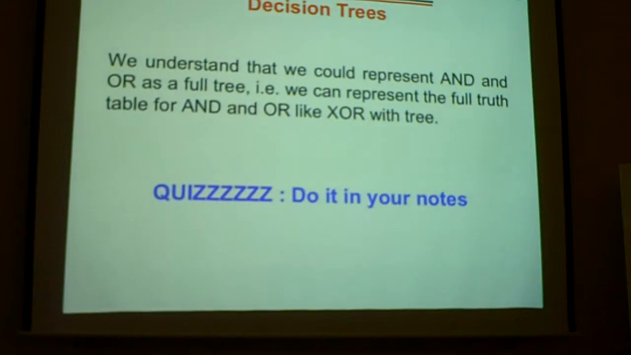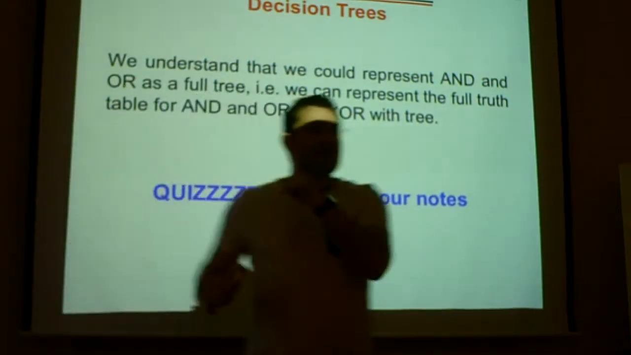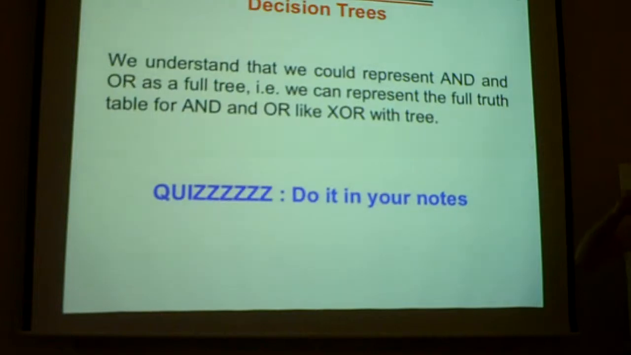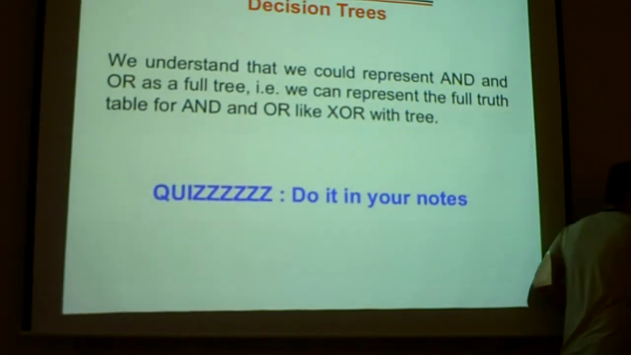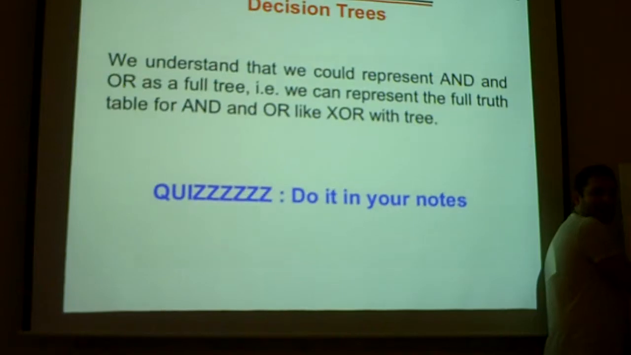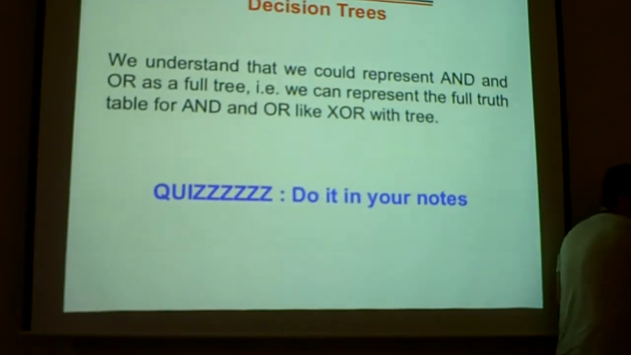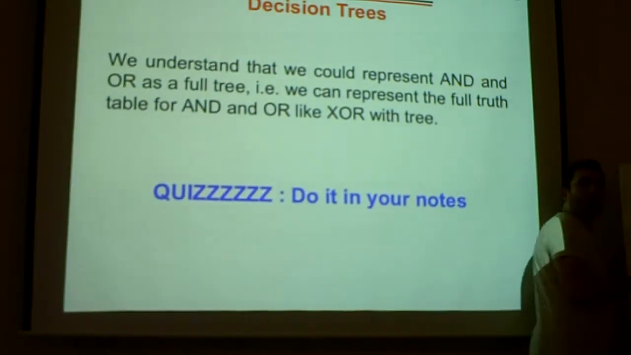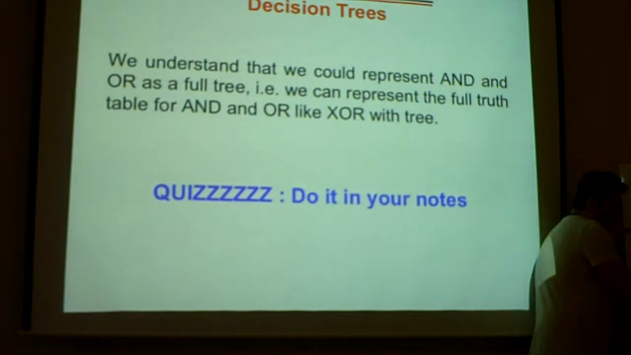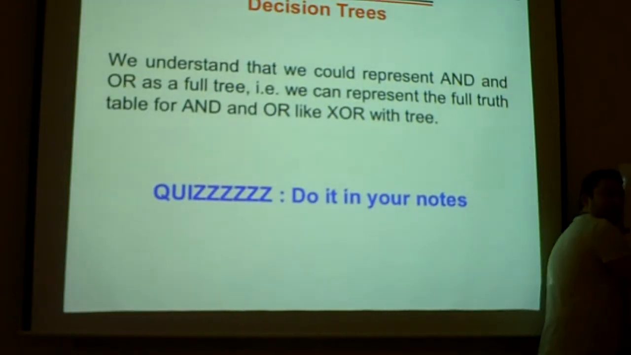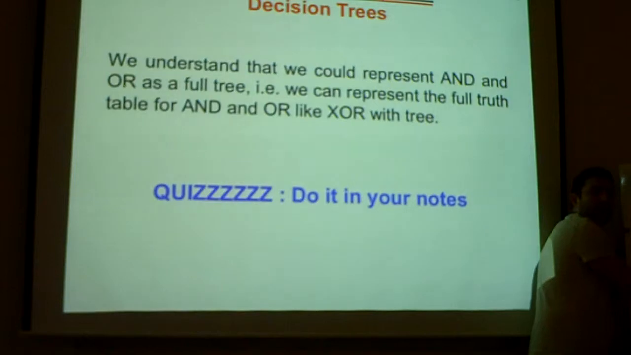Now, we understand that we could represent AND and OR as a full tree, right? I can do this for the AND. I can say A, false, true. I knew that this answer is negative. If this is true, I have to look at B. If B is true, it is true. If it is false, this is negative. But instead of writing negative here, I could say that no, I want to check B. And if B is false, this is false. If B is true, this is false again. Right? I could do it.